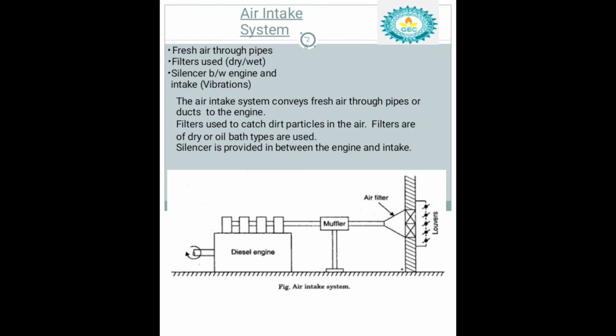Before admitting into the cylinder, the air passes through a filter. The air filter removes the dust particles. This is the working of the air intake system.